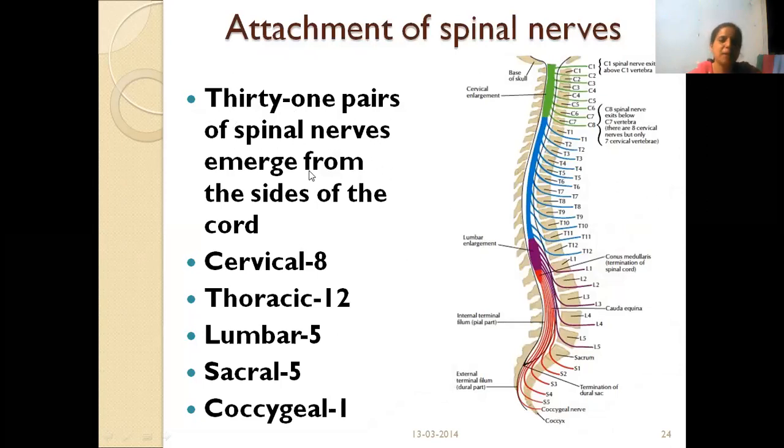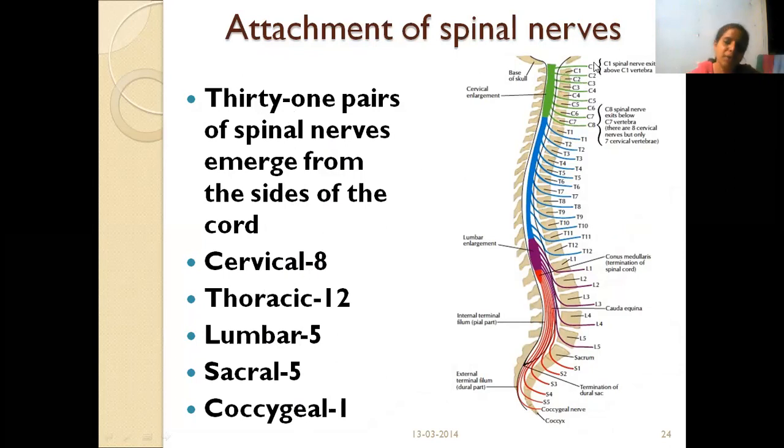We have 31 pairs of spinal nerves emerging from either side of the spinal cord, so we need to number them. Cervical, green in color: if you count 1, 2, 3, 4, they take part in the formation of our popular brachial plexus. The first four form the cervical plexus, the lower ones the brachial plexus.